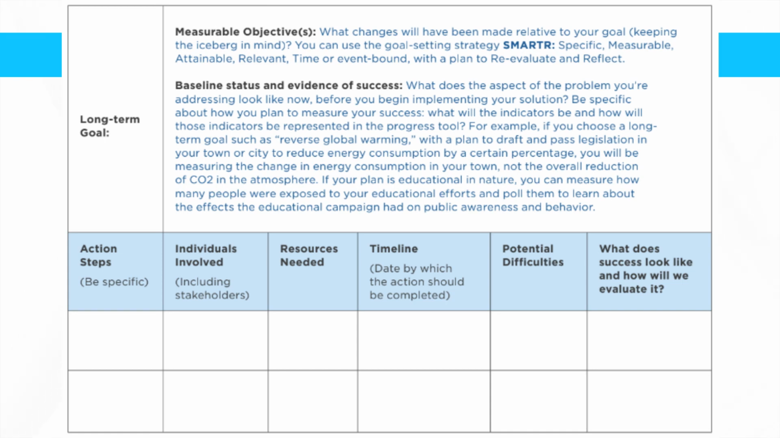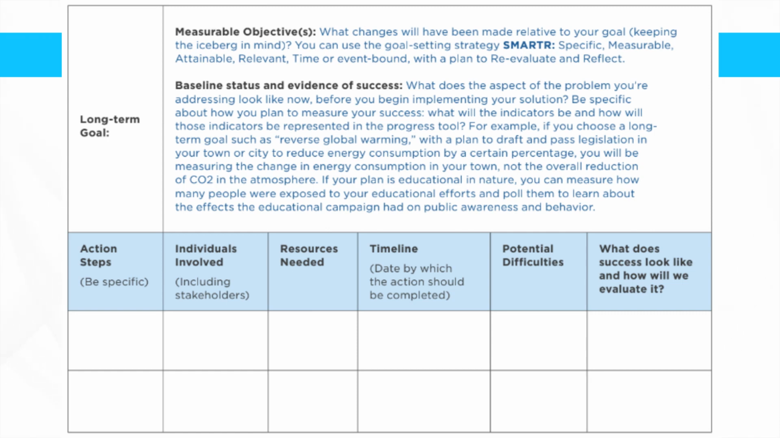What are all the steps that you need to do in order to make that change? List those out. For each action step that you listed out, you're going to need to include the individuals involved at that step. This is going to include all the stakeholders that you identified or may be working with at that action step. You're going to list out the resources needed to actually take that action. You're going to list out some sort of timeline or date by which the action should be completed.